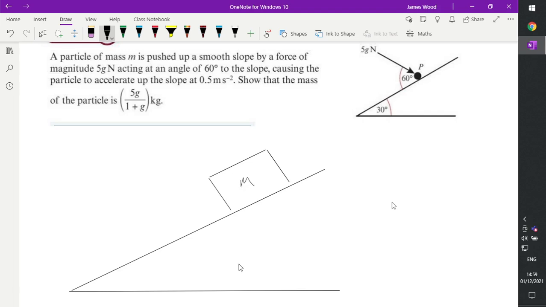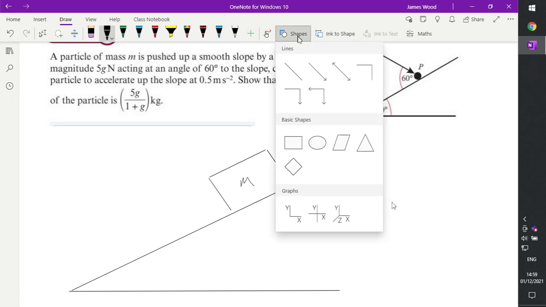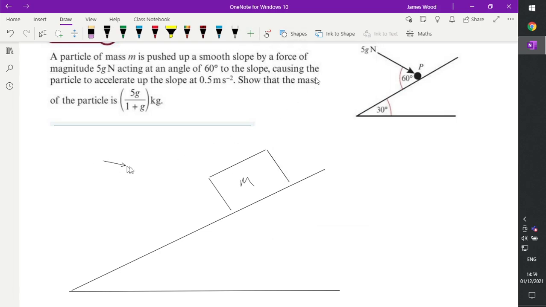It's pushed up a smooth slope, so there's no friction, by a force of magnitude 5g newtons, acting at an angle of 60 to the slope. Now the way that I'm going to draw this, I'm going to draw this force coming in at this angle. Let's just make that a bit more precise. And it's coming at an angle 60 to the slope. Now here they've drawn it differently, but I think it's quite useful to draw it like this, because that helps us resolve it into two components.